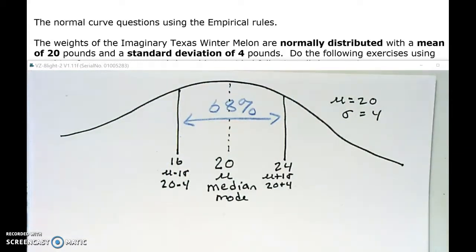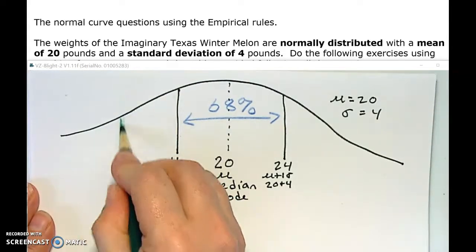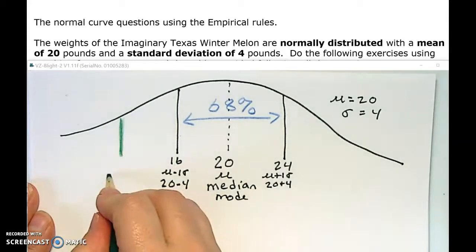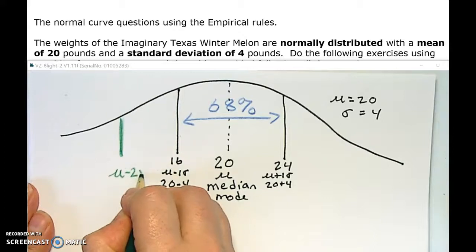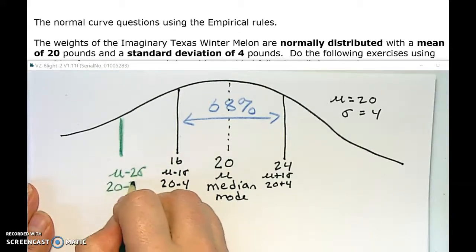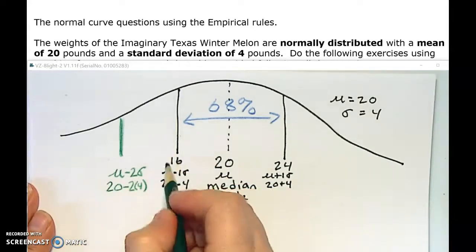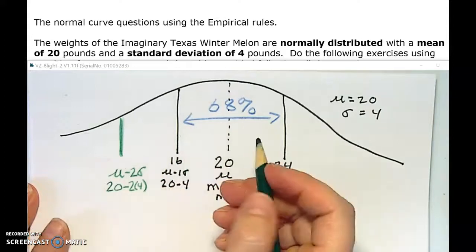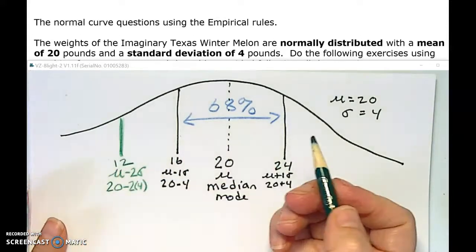Next, we're going to go out another standard deviation. Over here, we're going to go down. This is going to be the mean minus 2 standard deviations, or 20 minus 2 times 4, or 20 minus 8, or 16 minus 4, because you're just going down 4 more. So that's a 12-pound winter melon.